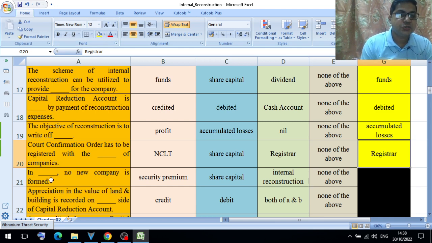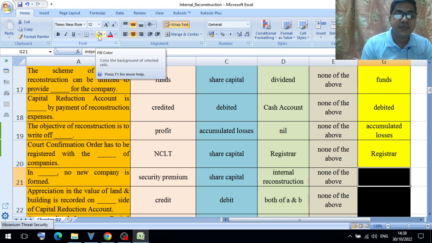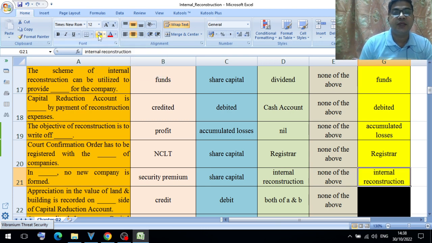In dash, no new company is formed. Option A, securities premium. Option B, share capital. Option C, internal reconstruction. Option D, none of the above. So here the appropriate answer is internal reconstruction. Next question.